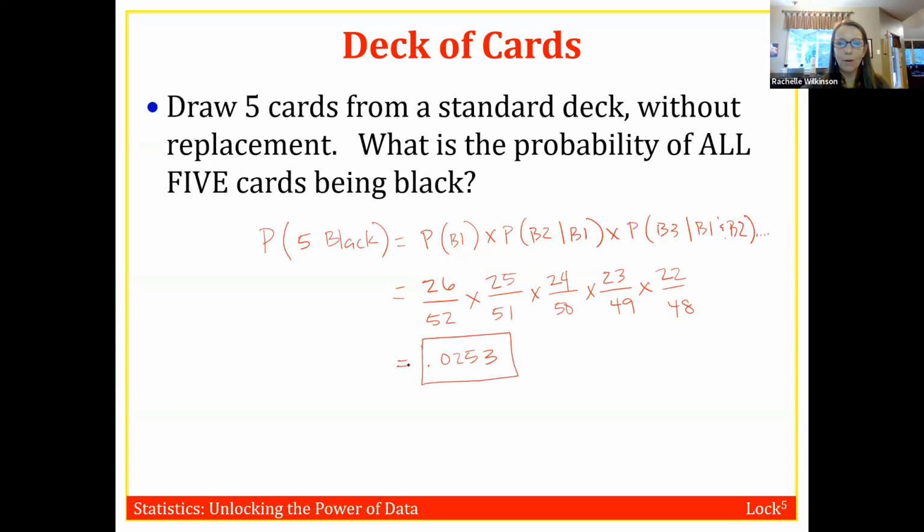Don't you love probability problems? They're kind of like a little puzzle, and you just have to figure it out. Which rules can I use? How can I solve this puzzle?